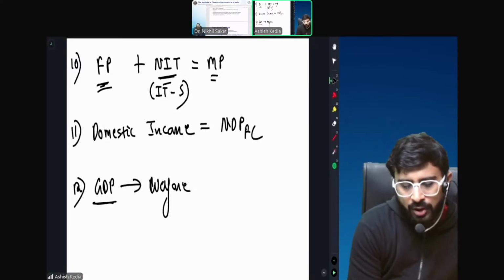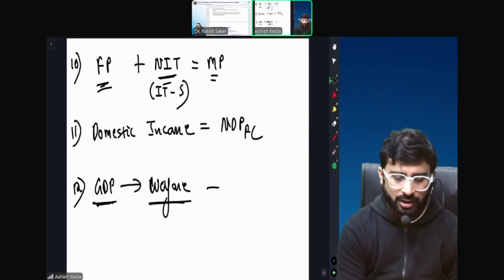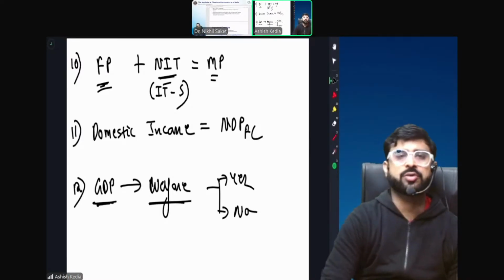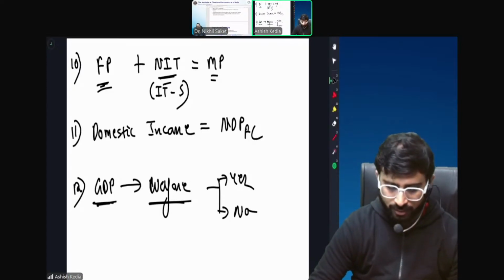The institute may ask you, can we say that growth in GDP means growth in welfare? Yes or no? Come on. I have given you 2 options.